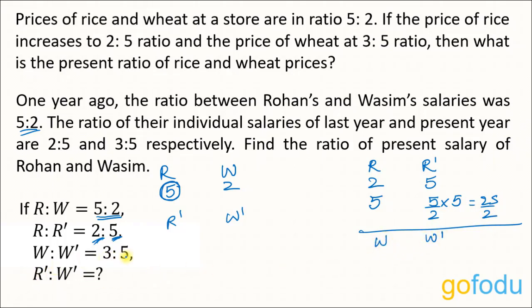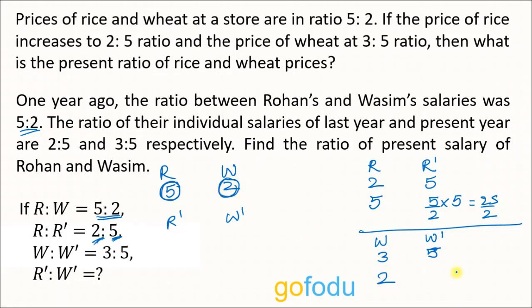Same thing we will do with W and W dash. W is to W dash is 3:5. When W is 3, W dash would be 5. Their ratio is 3:5. But W here is 2. So when W is 2, W dash would be 5/3 into 2. That is 10/3. So when R is 5, R dash is going to be 25/2. When W is 2, W dash is going to be 10/3.